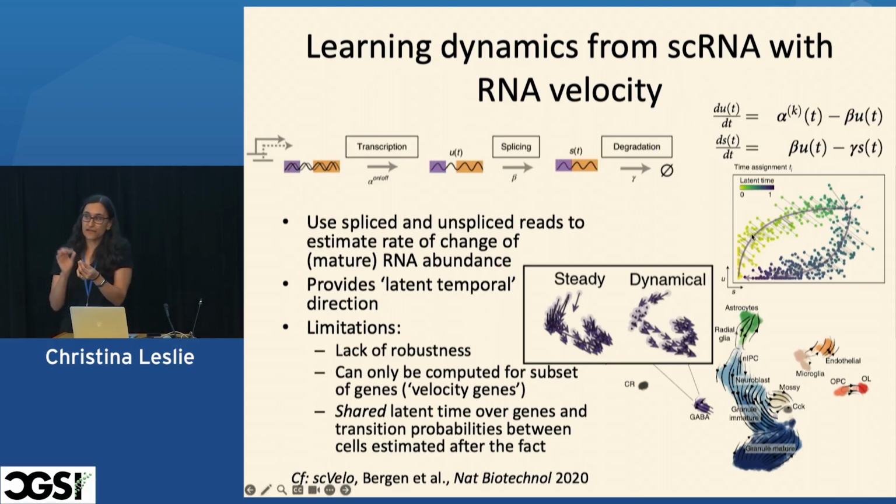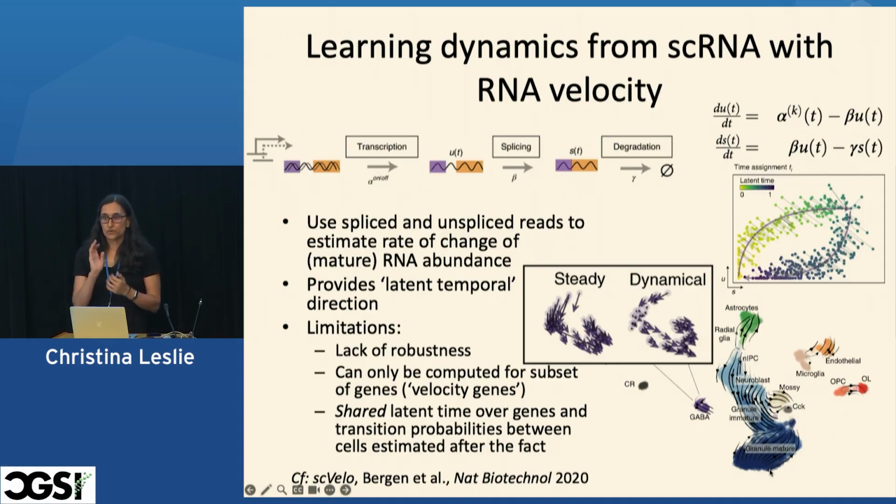And if you have this for enough genes, you could get a vector field of rate of change for a set of genes, plot this vector field, look at the flows, and get an idea of trajectories.